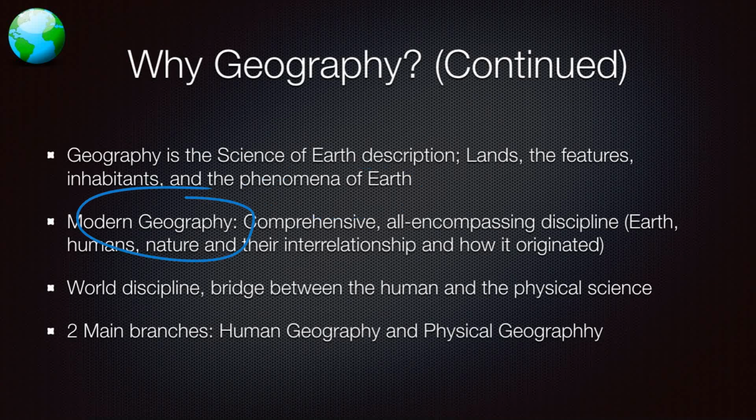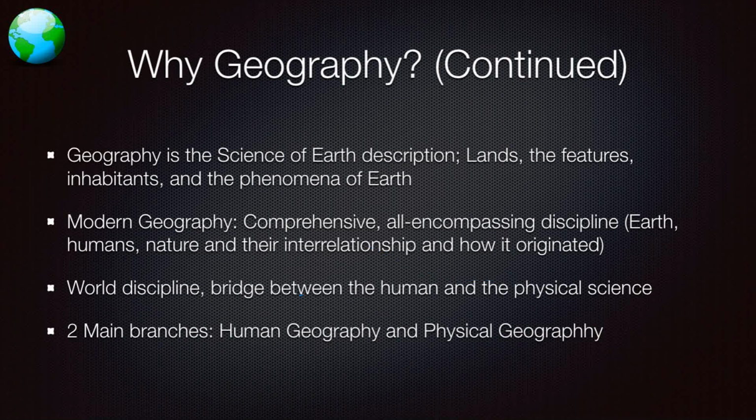But modern geography is much more encompassing, much more comprehensive. It deals with the interrelationship between various disciplines, Earth, human nature, etc., and how it originated. Now it is the only discipline which is an actual bridge between the social sciences and the physical sciences. So it is a science, no doubt about it, but it is more a bridge between social science and physical science than any other thing.